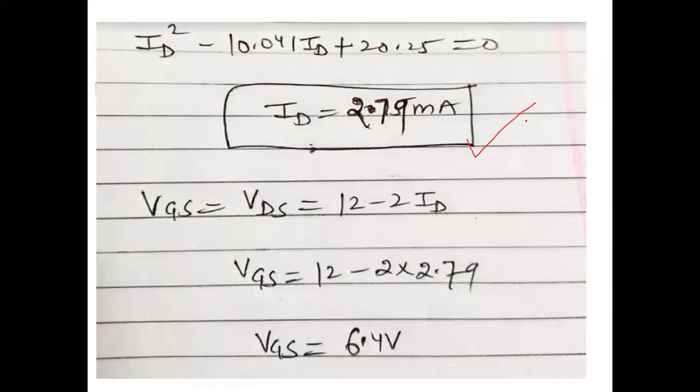We put the equation of VGS here, and there will be a quadratic equation. If you solve this quadratic equation, you will find the value of ID. Now, you know VGS equals VDS equals 12 minus 2ID. Put the value of ID here and you will find VGS. So now the question is solved, because they want ID and VGS.